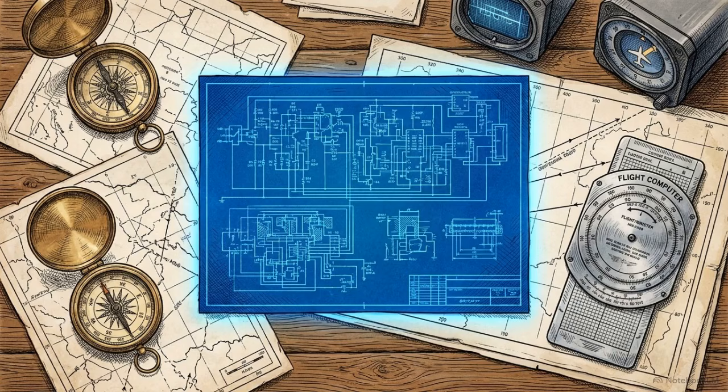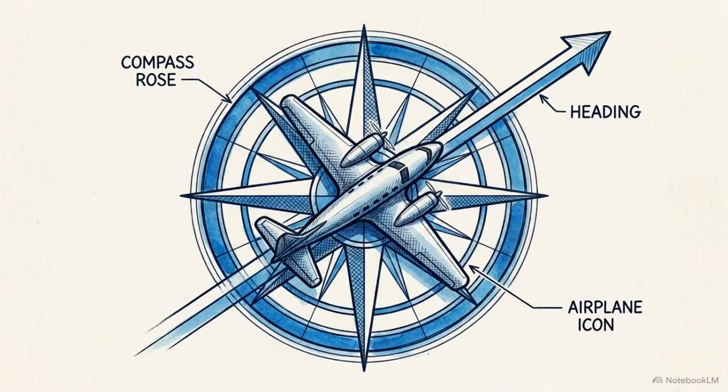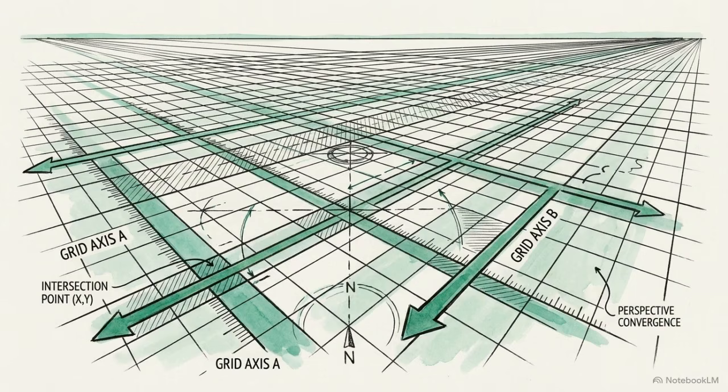By the end of this video, you will have a complete physical understanding of the OBS knob, the CDI needle, the to/from flag, heading, course, and radial. We are going to lock down the baseline geometry so your exam questions become effortless.